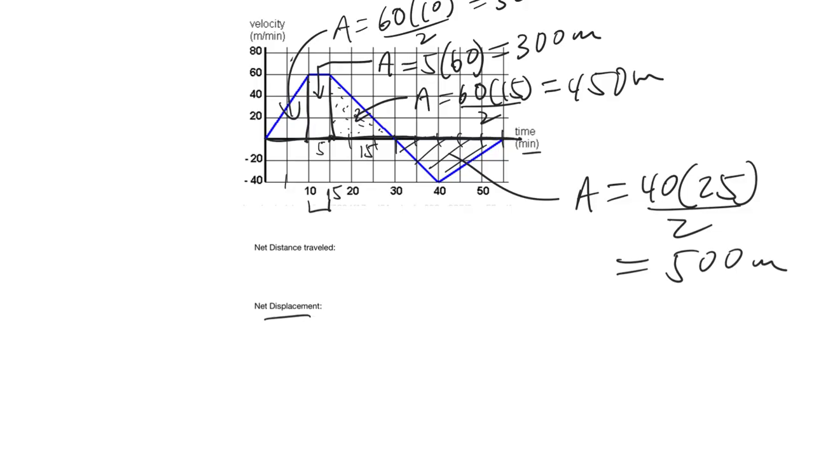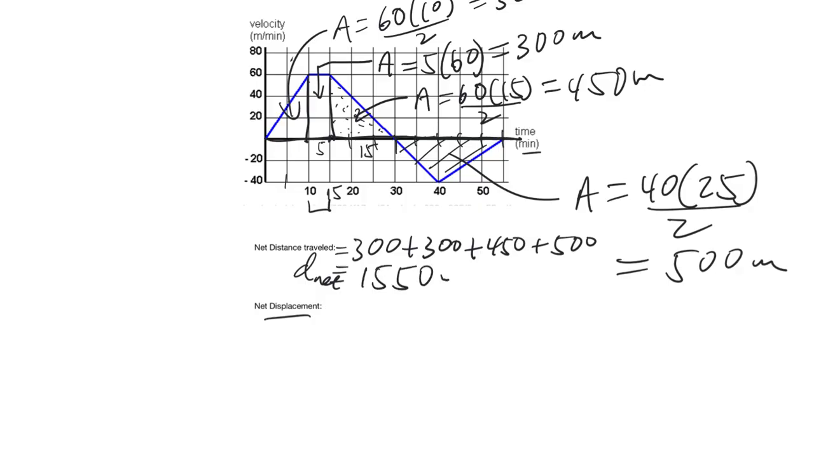Okay, so net distance would be 300 plus 300 plus 450 plus 500. And that equals 600 plus 1550.